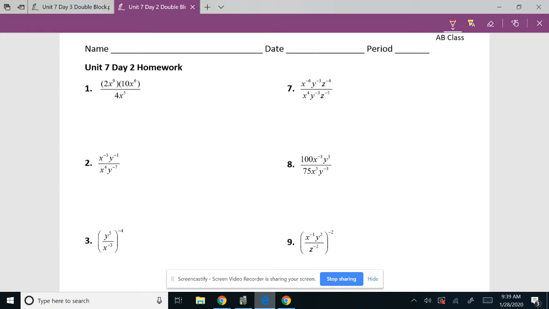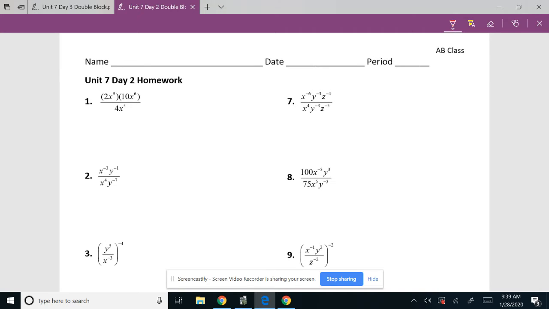Okay, so this is going over what we did on Friday and what we did today. So to do the top, you gotta multiply the numbers. So 2 times 10 is 20. And you're going to add the exponent. So what's 9 plus 6? 15.